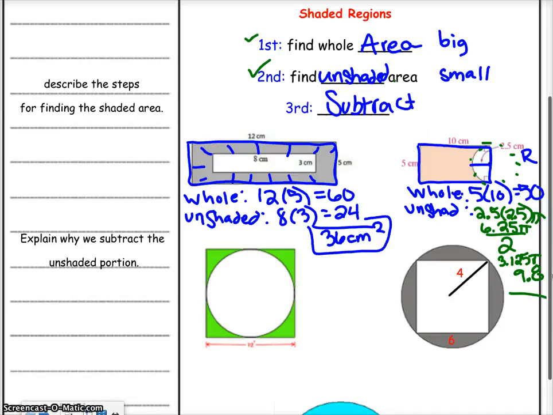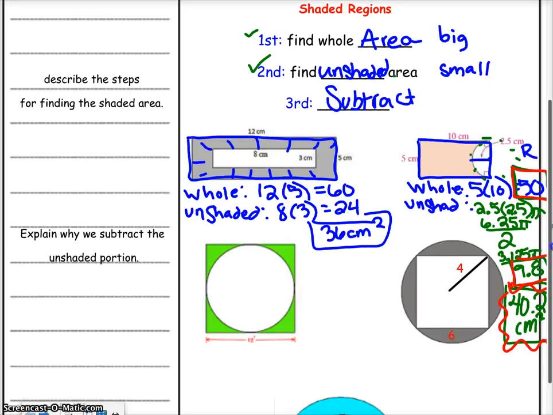So I'm subtracting 50 minus 9.8. 40.2 square centimeters. So I do want you to be able to know what you're subtracting. I'm subtracting my big area of this 50, my small area, the 9.8, and I get my final area of 40.2 square centimeters.